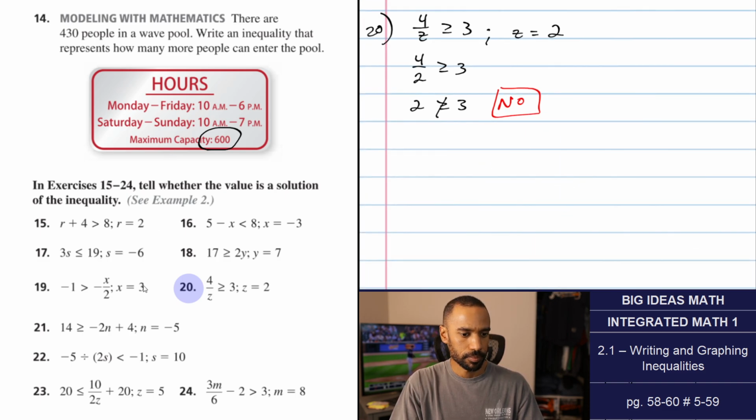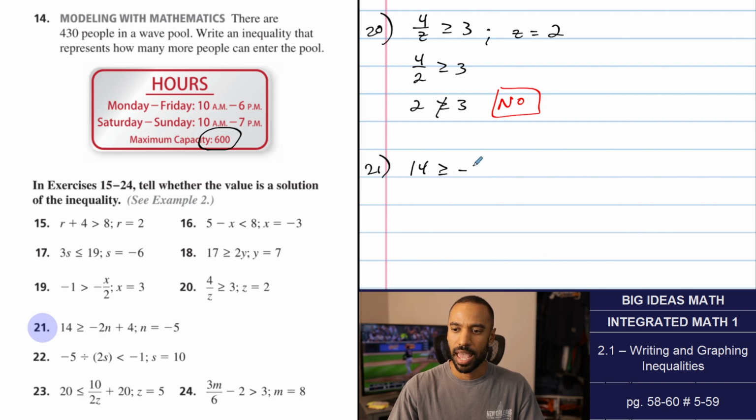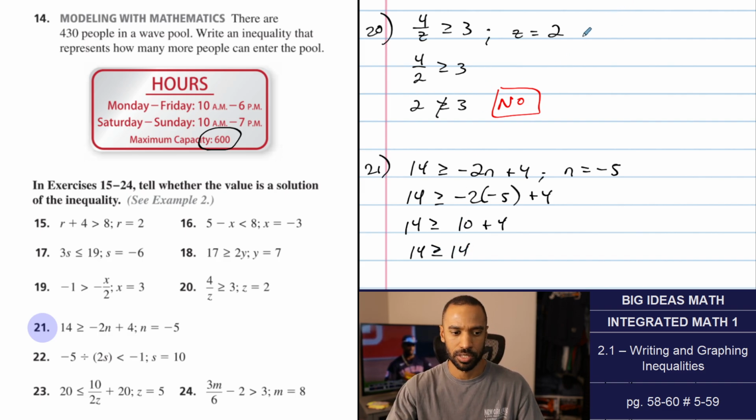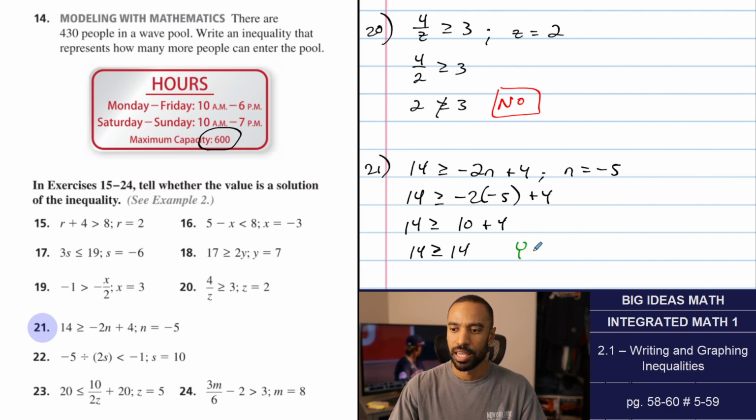Number 21. 14 greater than or equal to negative 2n plus 4. Our n is negative 5. So our substitution will include parentheses, given not only the negative, but the multiplication. Negative 2 times negative 5 plus 4. Negative 2 times negative 5 is positive 10, and 10 plus 4 is 14. Is 14 greater than 14? No. But is it equal to it? Yes. So number 21 is a yes, that negative 5 is a solution to this inequality.